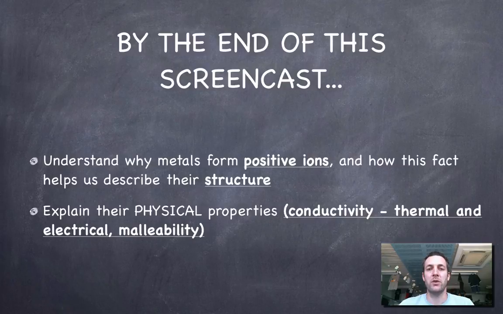Okay, so quite a short film. Some very important information to remember there. Quite a lot of people lose a lot of marks in the bonding topic just because they never bothered to remember a few simple facts. But hopefully we're clear about why metals form positive ions and why that fact is related to the structure of a metallic lattice. And we can use the structure of a metallic lattice to explain the physical properties of a typical metal.